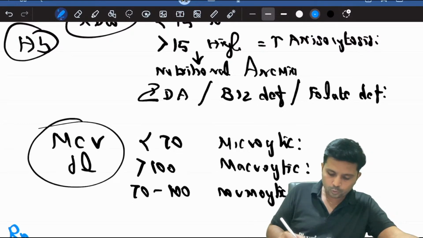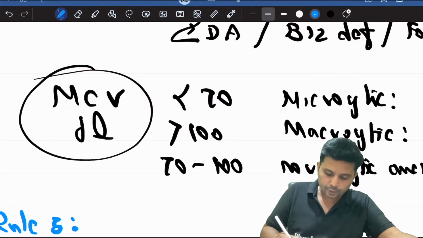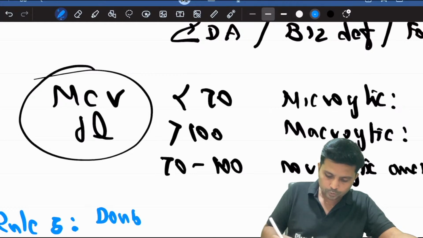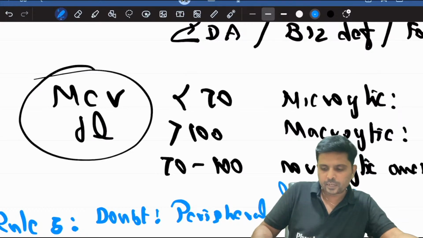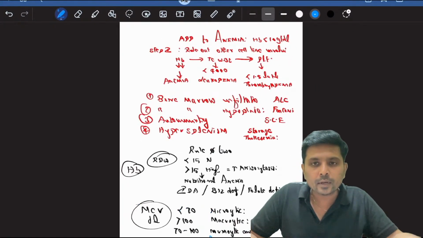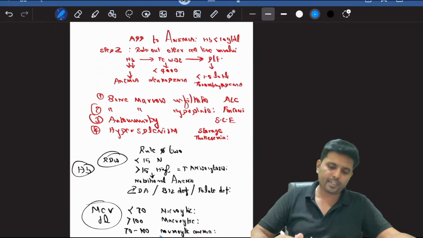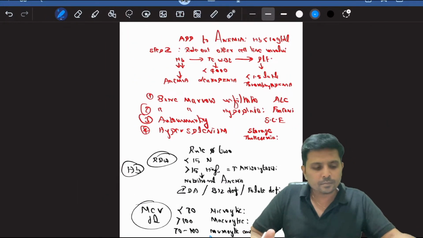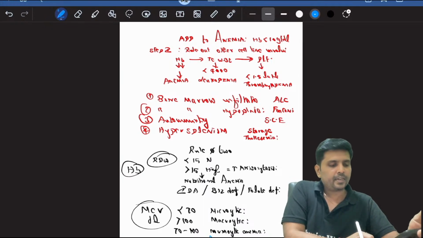rule 3. What is rule 3? In case of doubt, always do peripheral smear study. Always do peripheral smear study, in case you have confusion over your automated hemogram. Right? So with this background, let's go to analyze some case scenarios.